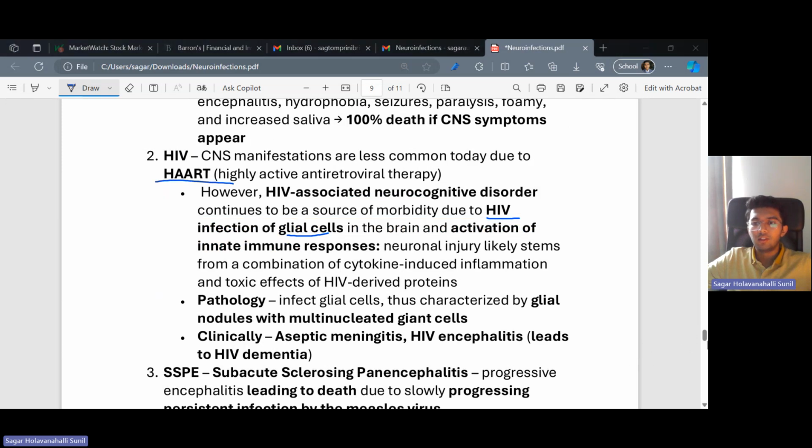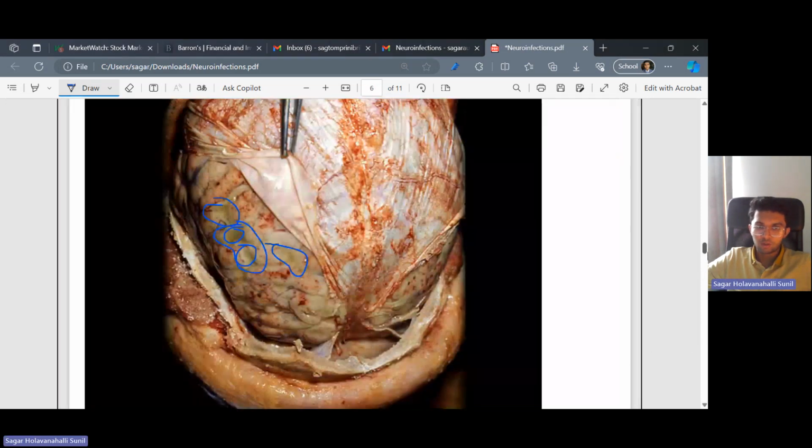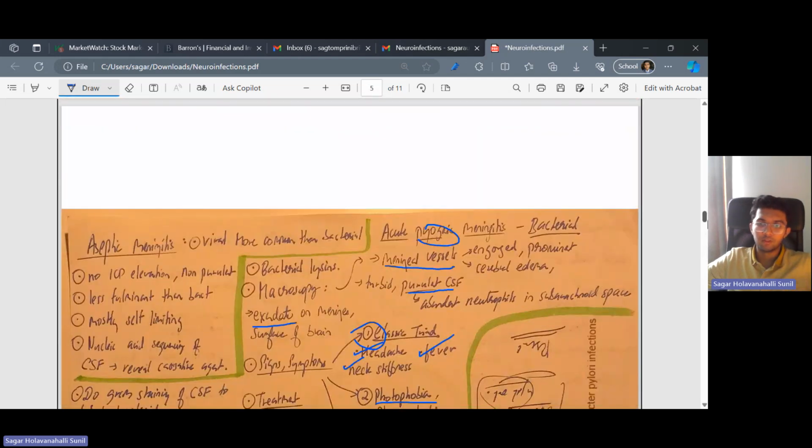I know I didn't finish a lot of these things, but hopefully they are self-explanatory and you can read through them. But again, if I would have to go through in detail, it's going to be a very, very big video.